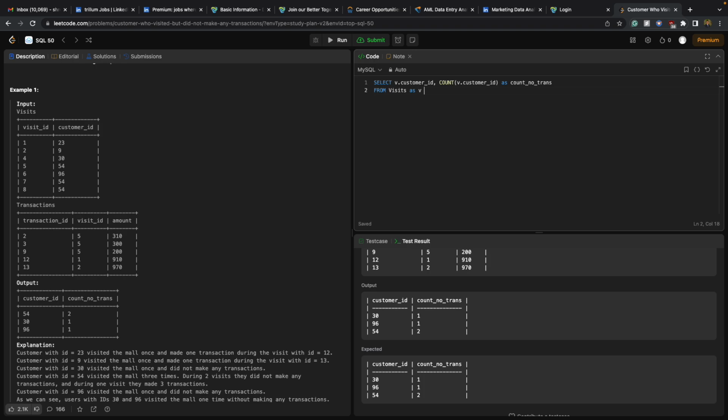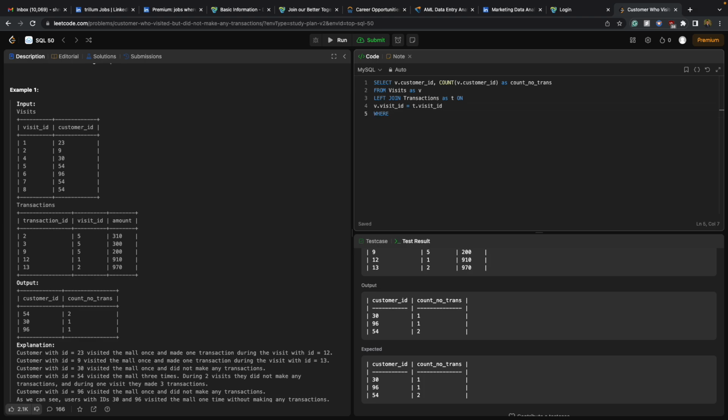And here's where we use our alias that we mentioned earlier. And then we're going to left join because we're trying to find the null values of the transaction ID. So we're going to left join transactions as t on the common column between them, which is visit ID, so v.visit_id equals t.visit_id.